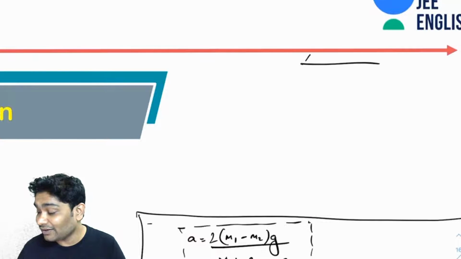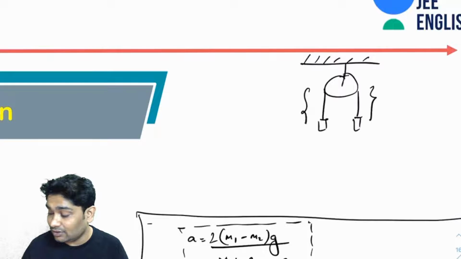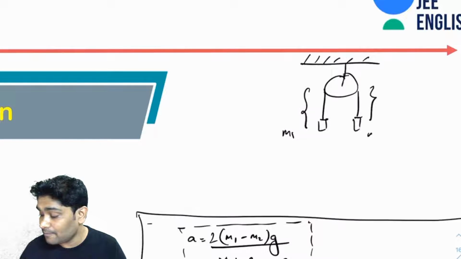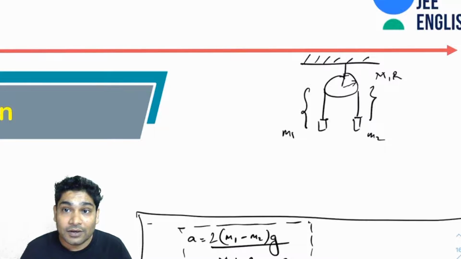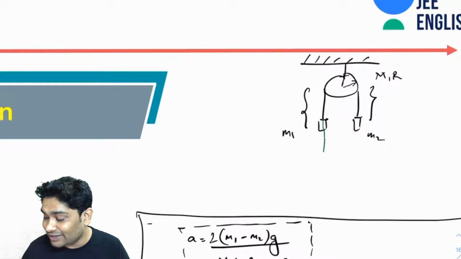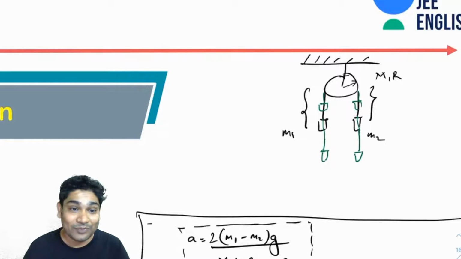Alright, just one small question. Do you think the answer for acceleration will change if I change this length? If I double this length, do you think the answer for acceleration would change? Do you think the answer would change if I change the length of the string? If I made the string longer or maybe shorter, do you think the answer would change? No, of course not, right?